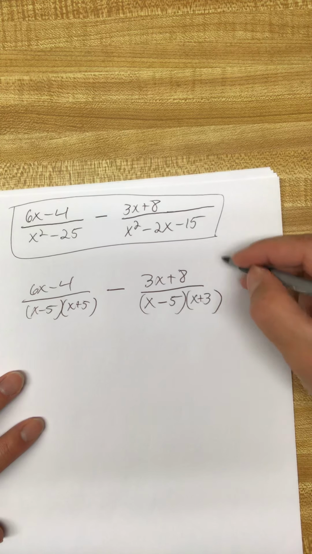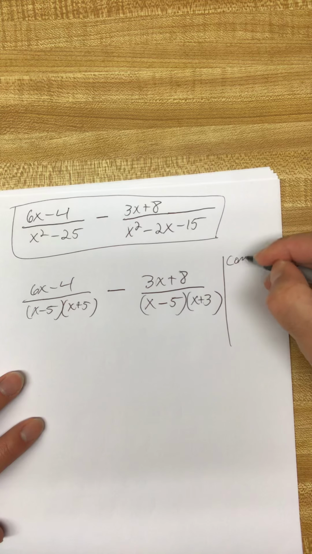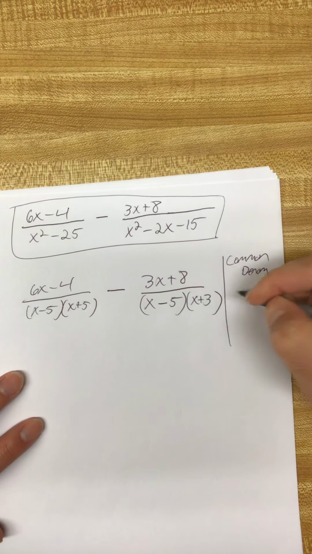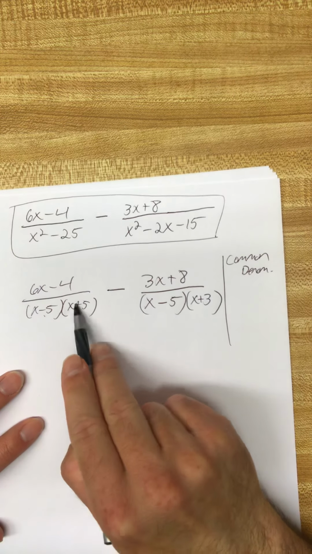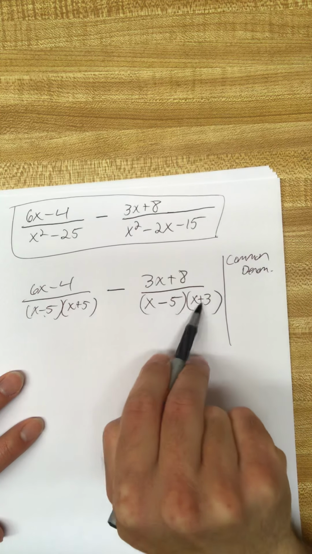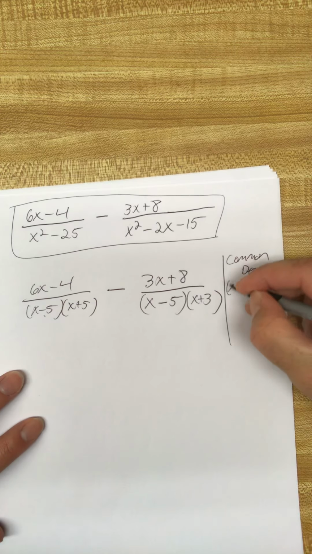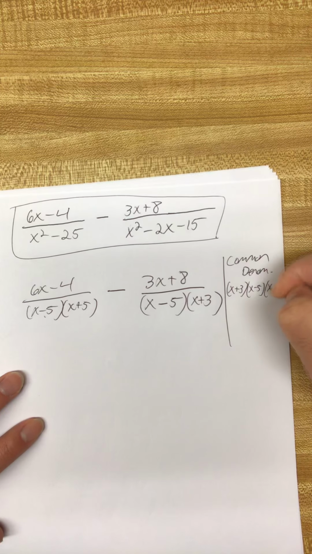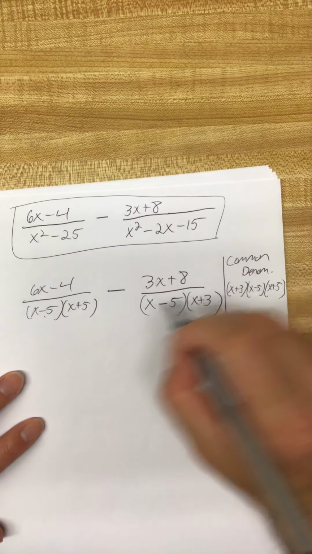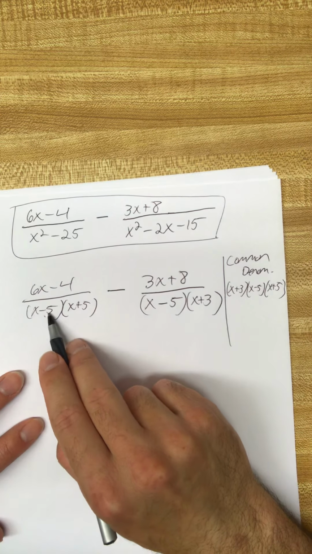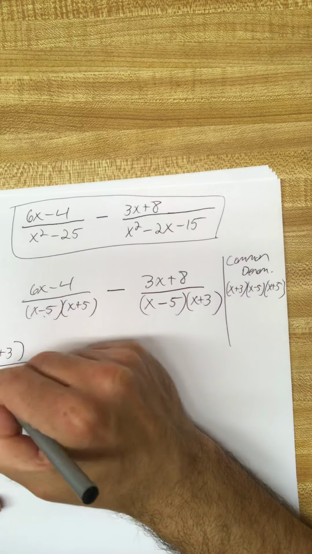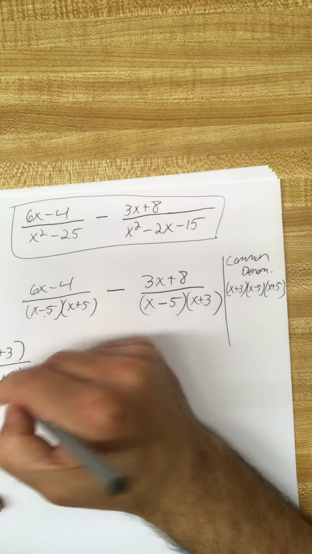So as far as my common denominator goes, x minus 5, x plus 5, then we have x minus 5 and x plus 3. So we're going to need x plus 3 and then x minus 5 and x plus 5. So my first fraction, I'm missing an x plus 3 there. So we have to multiply the numerator and denominator by x plus 3.